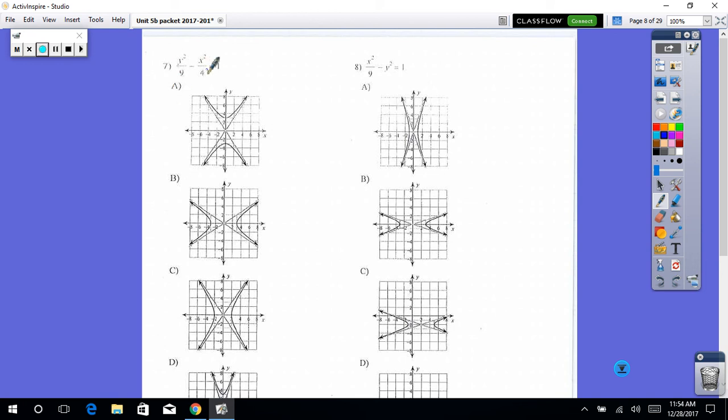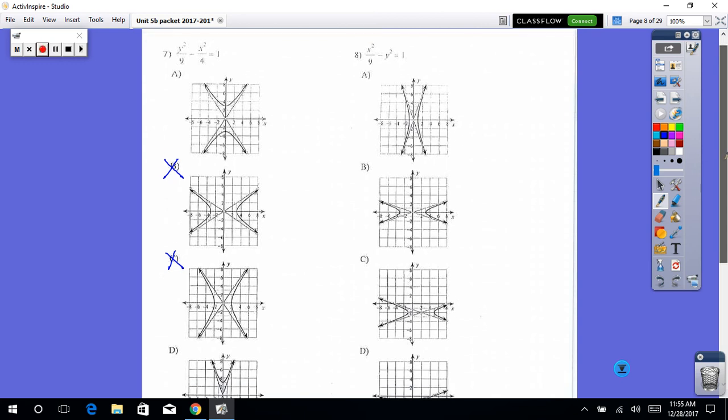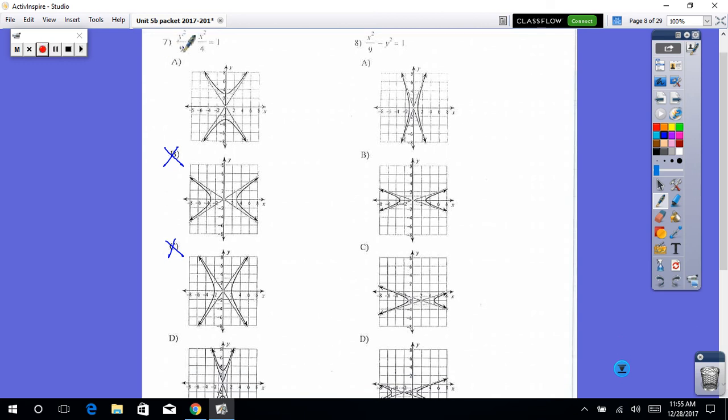Y squared minus x squared. So again, we have a y hyperbola. That's an x hyperbola. That's an x hyperbola. So we're down to 2 options, A and D. We're looking for 3 units tall, 2 units wide. This one is 3 units tall. From the center up is 3.